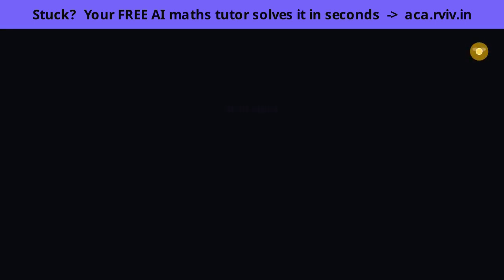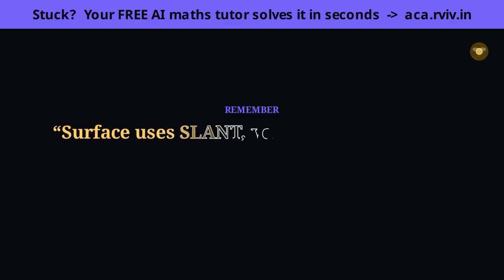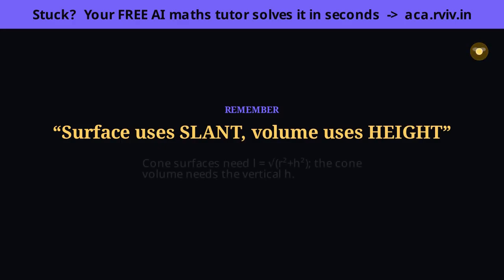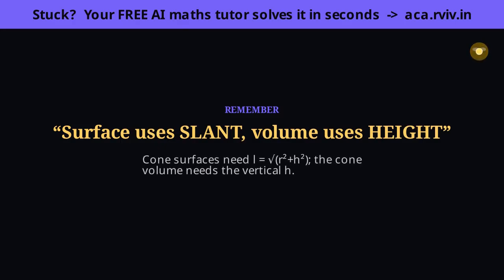And one more, made for cones. Surface uses slant, volume uses height. Say it out loud once and you'll never mix up L and h again. The skin runs down the slant, so surfaces need L. The filling stacks up the vertical, so volume needs h. Skin slant, filling height.